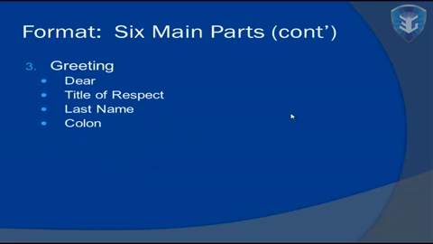The third part is a greeting. It always starts with dear, and then a title of respect like Mr. or Ms. and a last name. Or if you don't know the person you're writing to, you don't know their name, you can always use the phrase sir or madam. And then it's followed by a colon. Remember, a colon is the 2 dots on top of each other.